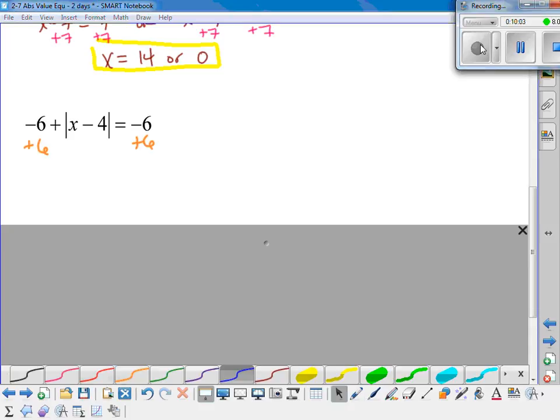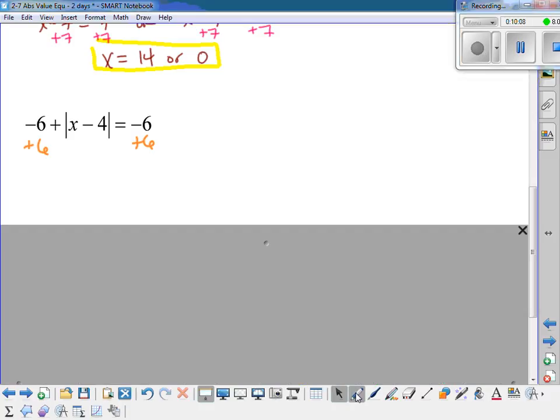All right, so your first step on this one, you should have added 6 to both sides, then you get the absolute value of x minus 4 is equal to 0. That means there's only going to be one solution on this one, so x minus 4 is equal to 0, and so you should have gotten x equal to 4.